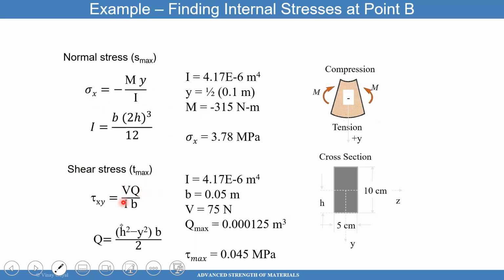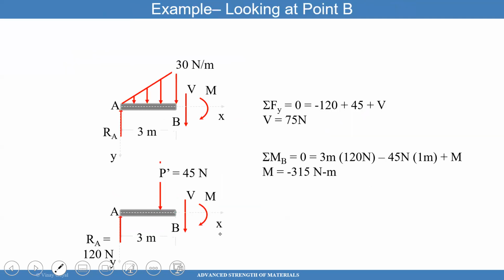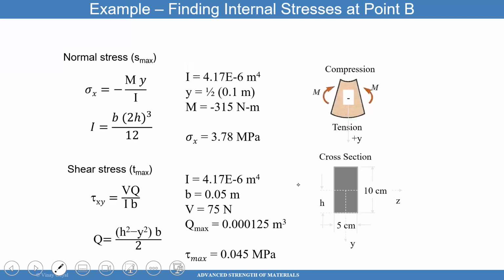Shear stress is VQ over IB. I know the shear is 75. I calculated here, remember, from this free body diagram, 75 and 315. So I have that shear. 75, I know b, the width, is 0.05. It's 5 centimeters. 5 centimeters in meters is what? 0.05, right? Good. I actually wonder if this is right. Yeah, that's right. The inertia is the same.